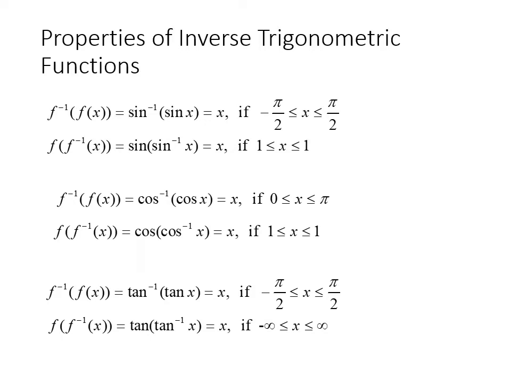If we take the inverse cosine of the cosine of x, then the cosine and inverse cosine again will cancel out as long as that x value is in between 0 and pi. And if we do the inverse tangent of the tangent of x, the tangent and its inverse will cancel each other out if our value is within that range from negative pi over 2 to pi over 2. All right, so let's do some examples here where we're going to apply these properties of the functions.